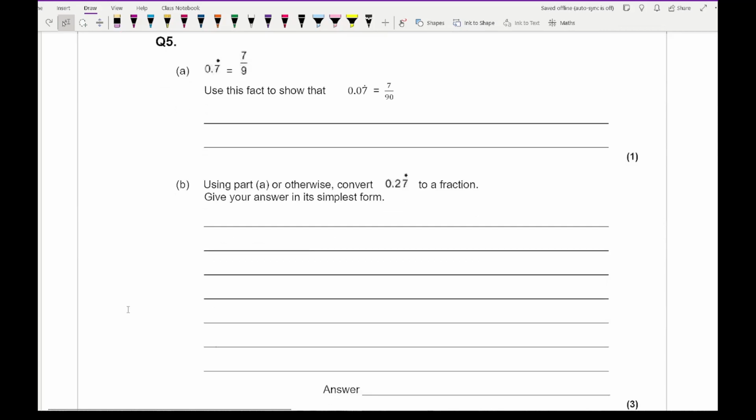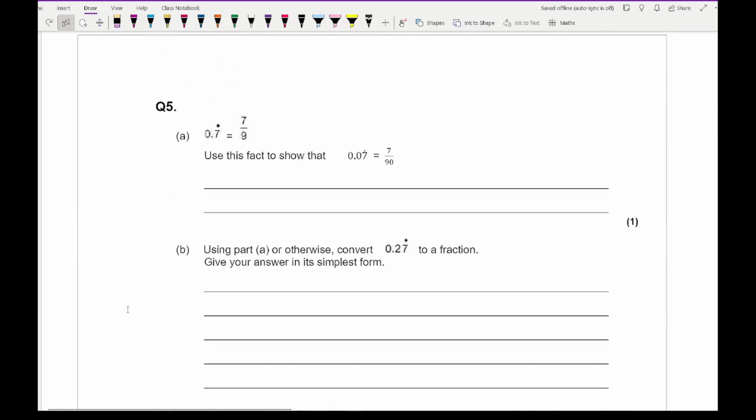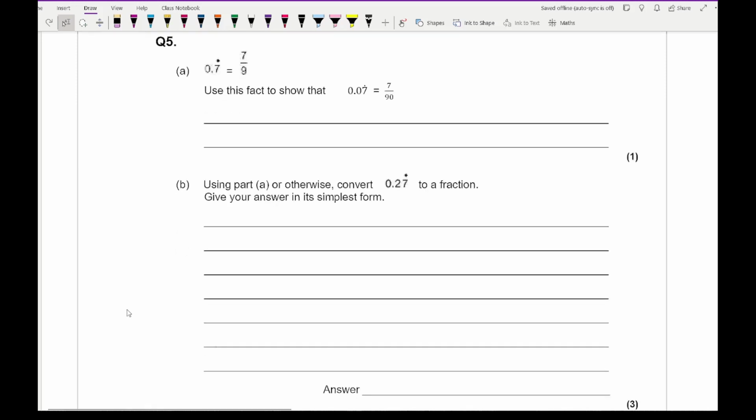Moving on to question 5, it says use the fact to show, so here we've been told that 0.7 recurring is 7 over 9. Use this fact to show that 0.07 recurring is 7 over 90. Now here, what you want to notice is that 0.7 recurring divided by 10 equals 0.07 recurring. Because again, when you're dividing by 10, you're just moving the decimal point one place to the left to make it smaller.